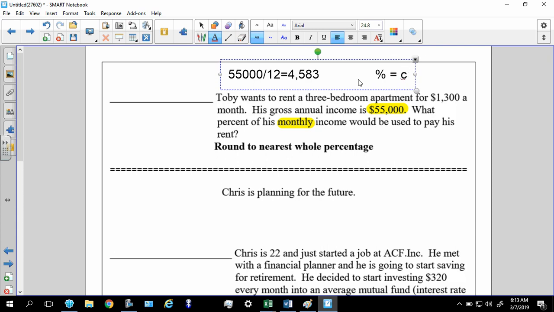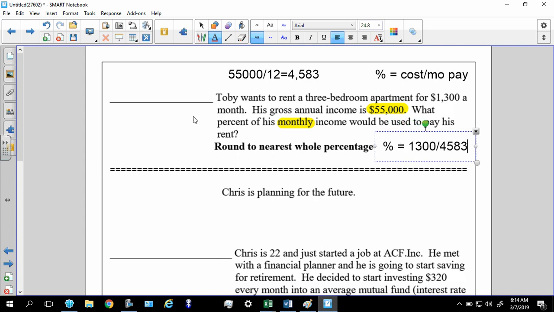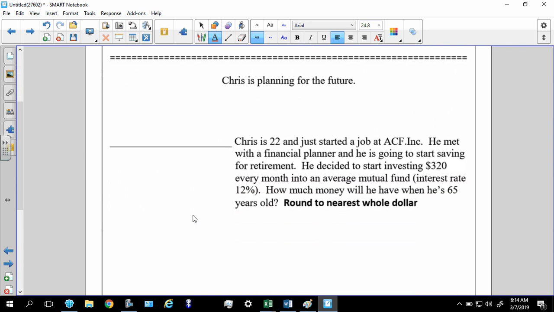Now, once I do that, what I'm looking for, if you remember, is that the percentage is equal to the cost divided by the monthly pay. I'm writing it like that as opposed to writing an actual fraction because it's difficult to do on this software. So the cost is $1,300 divided by his monthly pay of $4,583. When I do that, remember to move the decimal two places back to the right, and you get 28%.